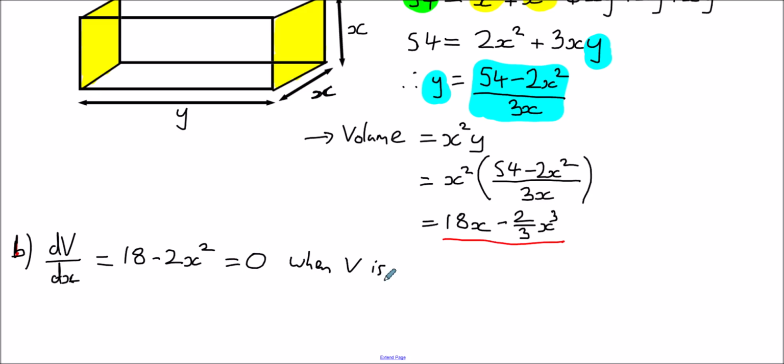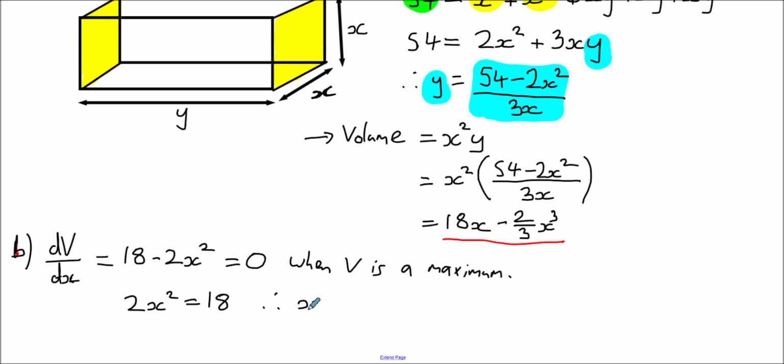when v is a maximum, or indeed when v is a minimum, but we're going to come to that in part C. So let's solve this for when v is a maximum. So therefore we have that 2x squared equals 18.